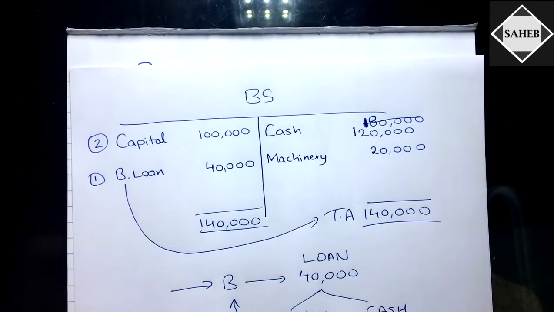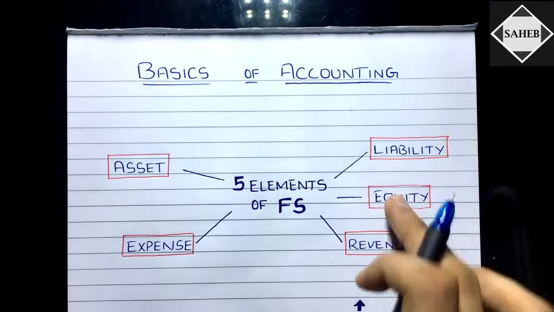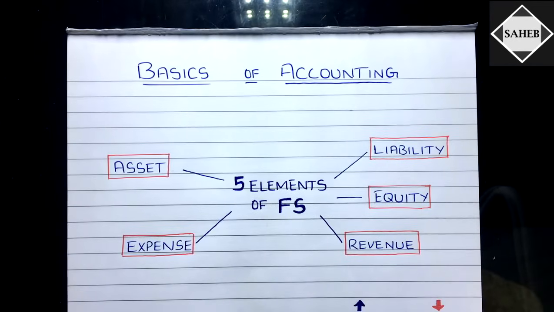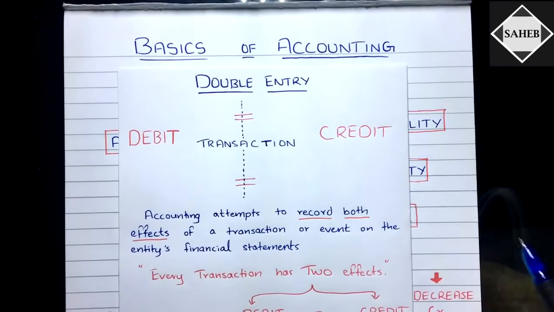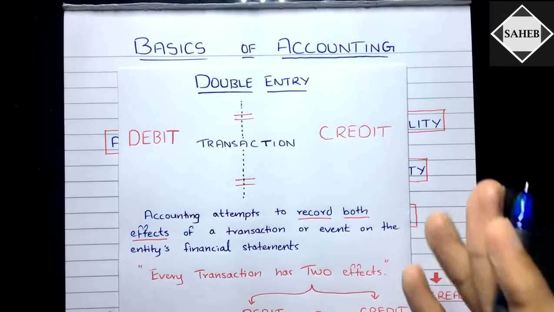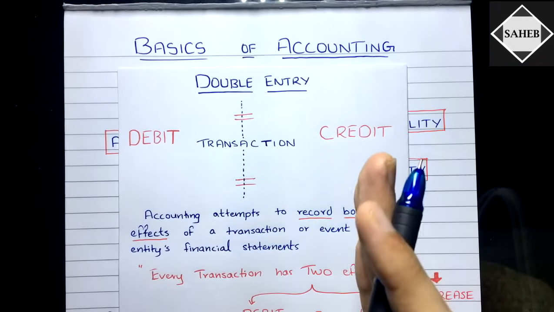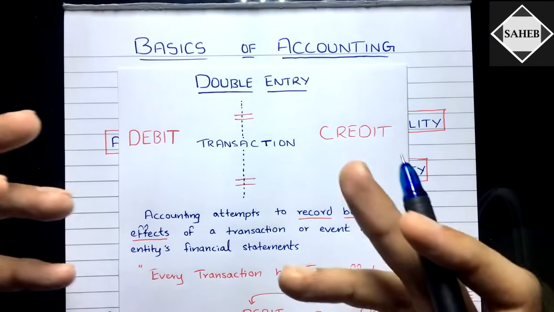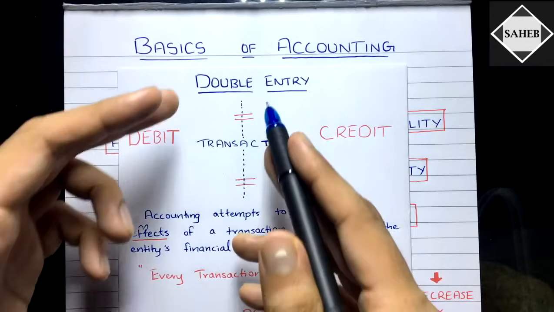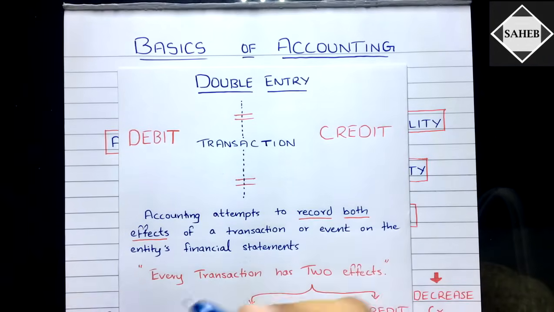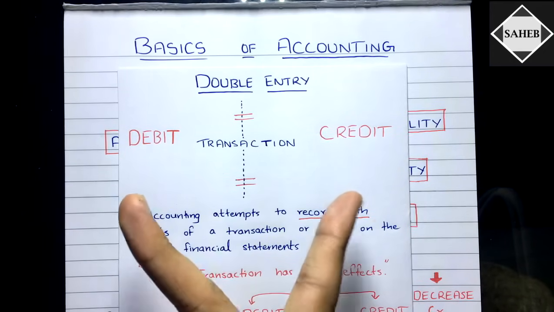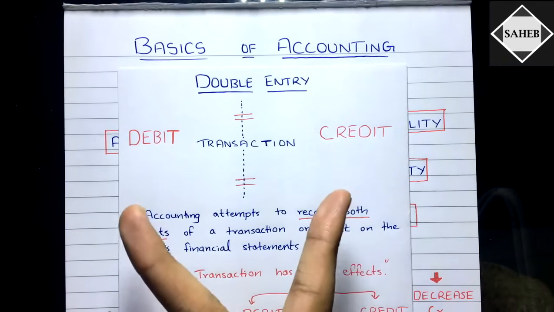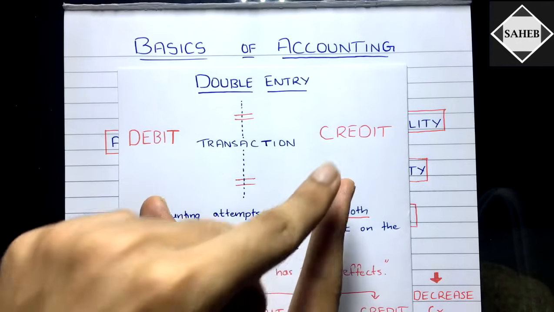Are you clear with equity, liability and everything? Yeah, simple. Yes, let's go to the double entry. What is this double entry? See here, it's very simple to understand. In accounting, whenever we record transactions, we follow this methodology that is called double entry, where we record two aspects of every transaction, and every transaction will have two aspects or two effects. One effect will be debit and another effect will be credit.